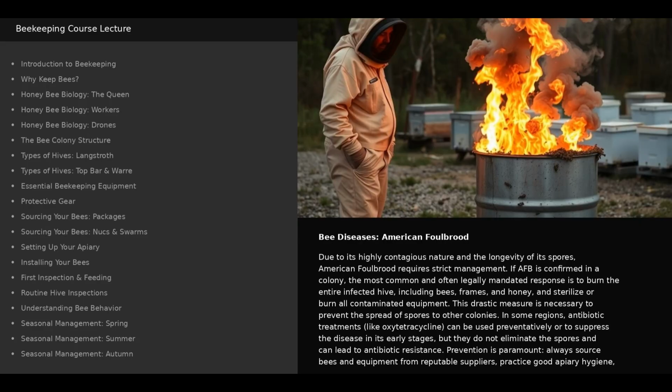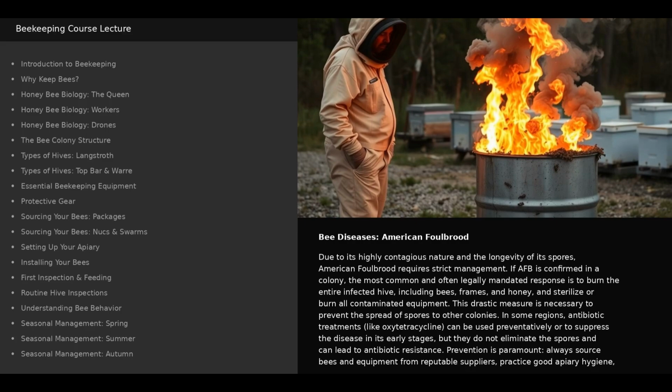Due to its highly contagious nature and the longevity of its spores, American foulbrood requires strict management. If AFB is confirmed in a colony, the most common and often legally mandated response is to burn the entire infected hive, including bees, frames, and honey, and sterilize or burn all contaminated equipment.